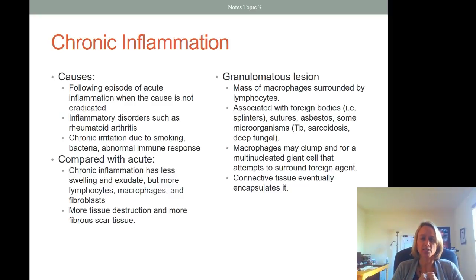A granulomatous lesion refers to a mass of macrophages surrounded by lymphocytes. And this is associated with foreign bodies, such as microorganisms and TB. The macrophages can clump and form a multinucleated giant cell that surrounds or attempts to surround the foreign agent. Eventually, connective tissue can encapsulate that, forming this lesion.